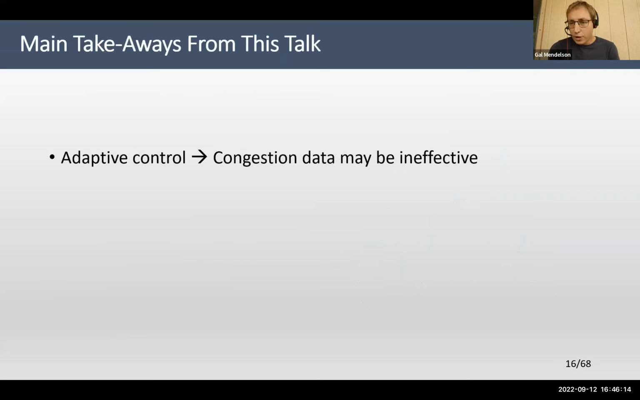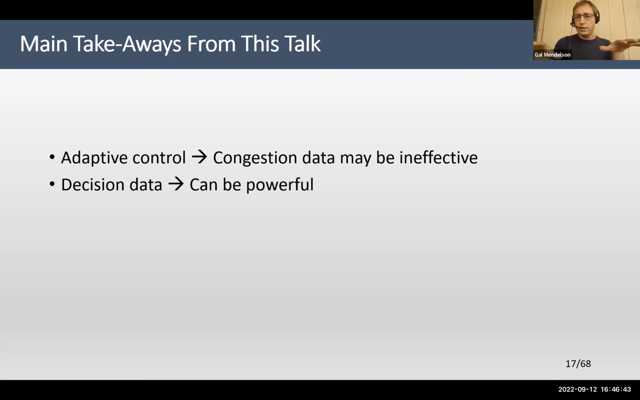All right, so here are the main takeaways from this talk before I dive into them. First is that adaptive control may render congestion data ineffective for statistics. There are nuances here, and I'll discuss them shortly. Decision data can be a very powerful statistic. When I say decision data, I mean, instead of looking at the state of the system and collecting that data, such as queue lengths, look at the decision the load balancer makes instead.